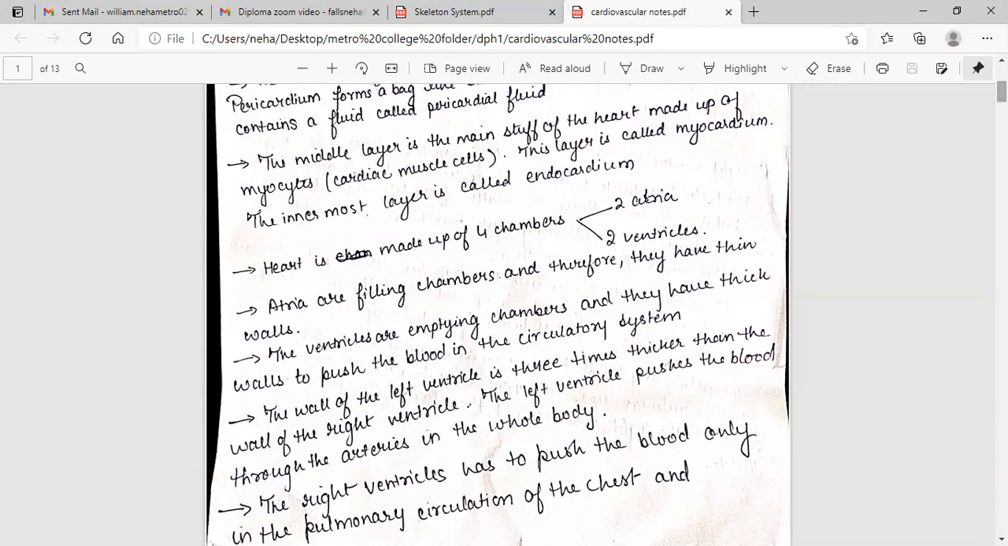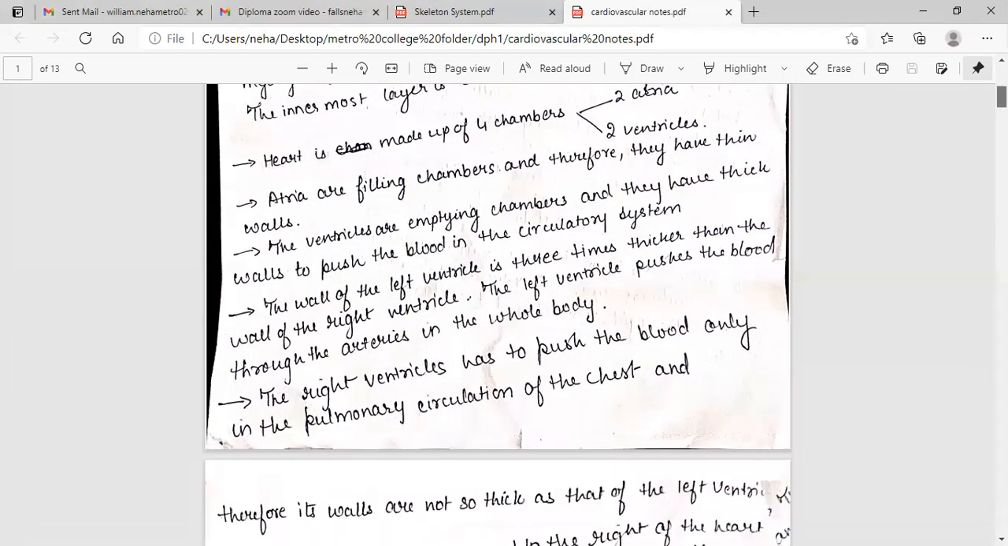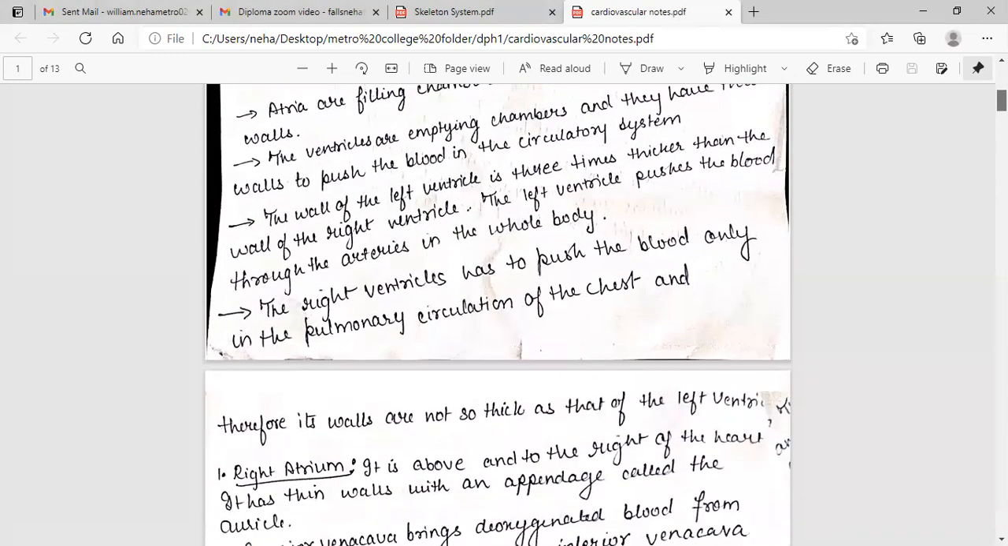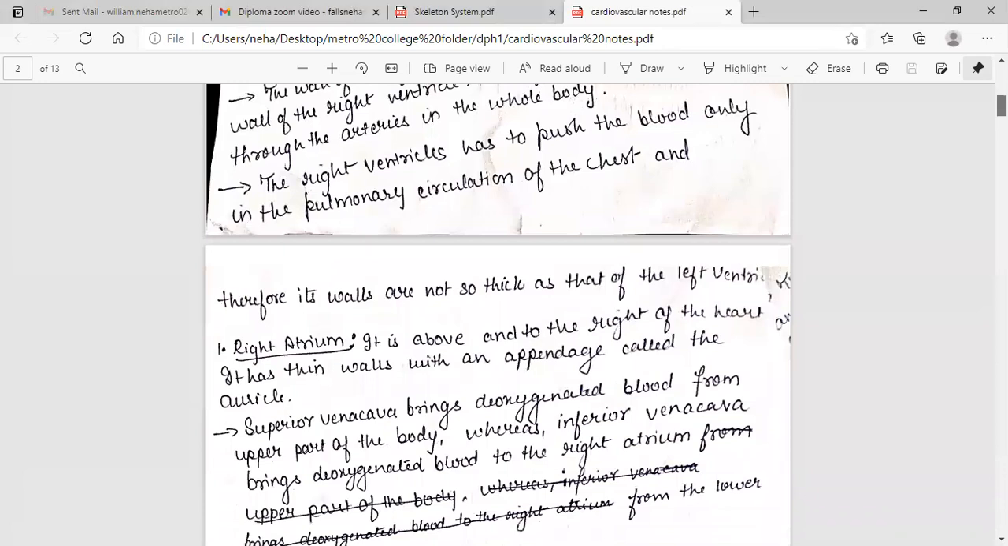The left ventricle pushes the blood through the arteries in the whole body. The right ventricle has to push the blood only in the pulmonary circulation of the chest and therefore its walls are not as thick as that of the left ventricle.